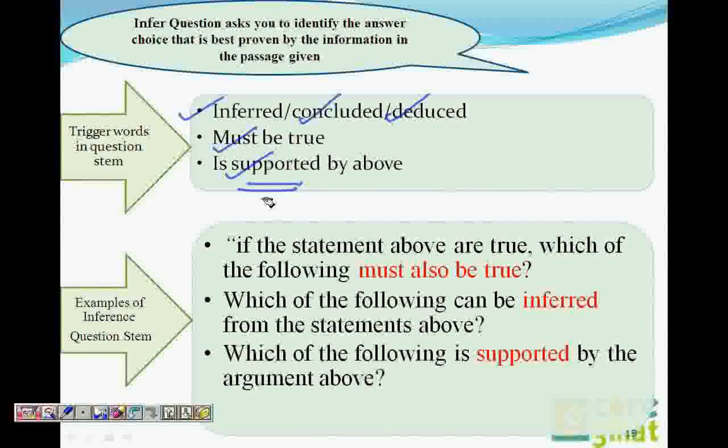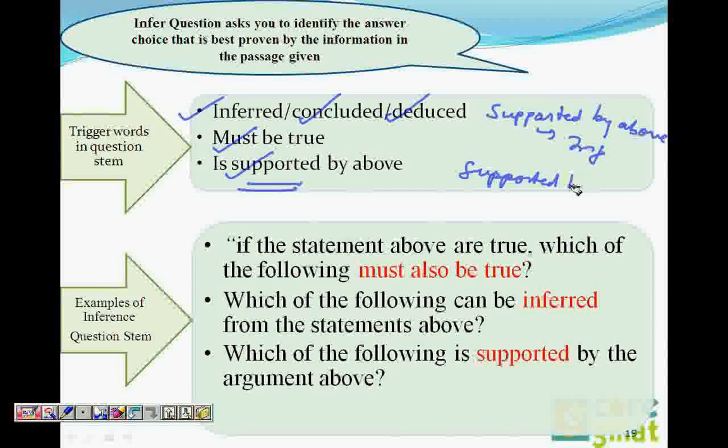And the conclusion which is given in the answer choices is supported by above. So that means you have the premises which are given to you, and you have to find the conclusion. So if supported by below means a strengthening question, supported by above would mean an inference question. So let me just write it down. Supported by above, which is mentioned here, is inference. And supported by the following or below, that's strengthening.